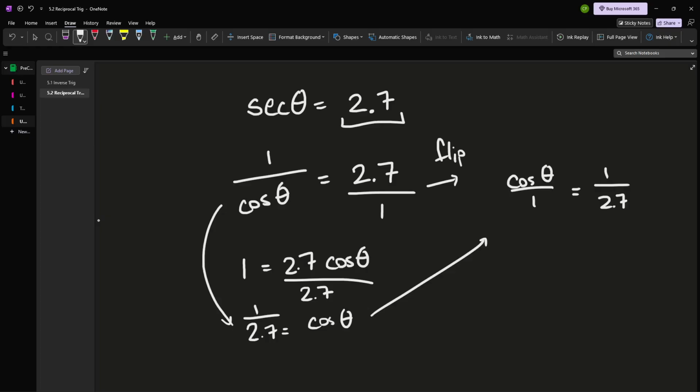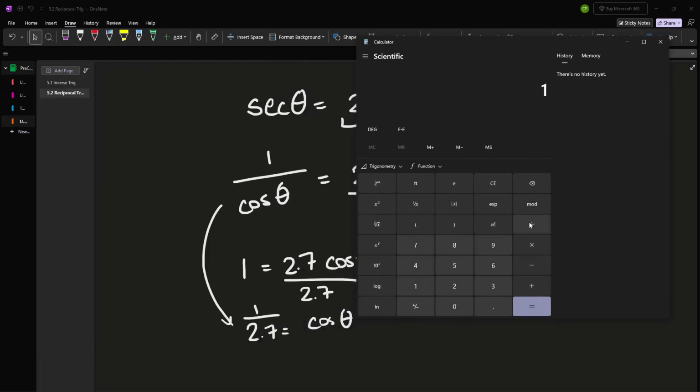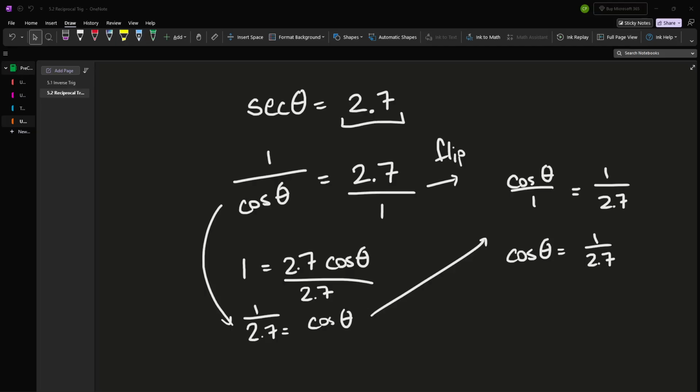This process is allowed. You are fine to just skip the process and be like, I get to here first, I replace secant with 1 over cosine, and I flip everything. So cosine of theta equals 1 over 2.7. 1 divided by 2.7. Let's just give a rough estimate of what that is. 0.37.